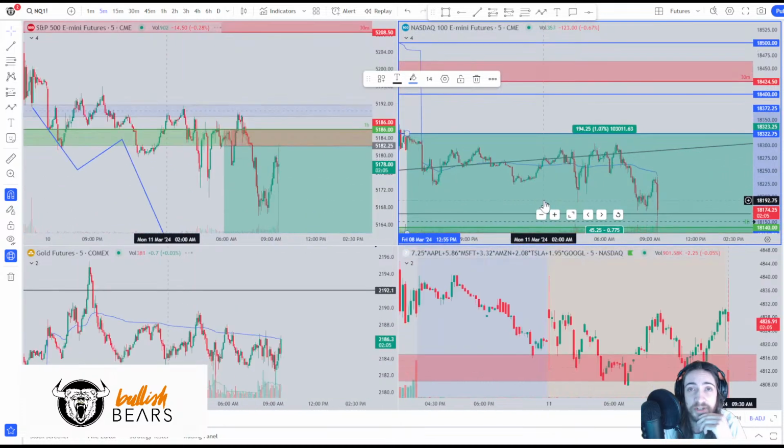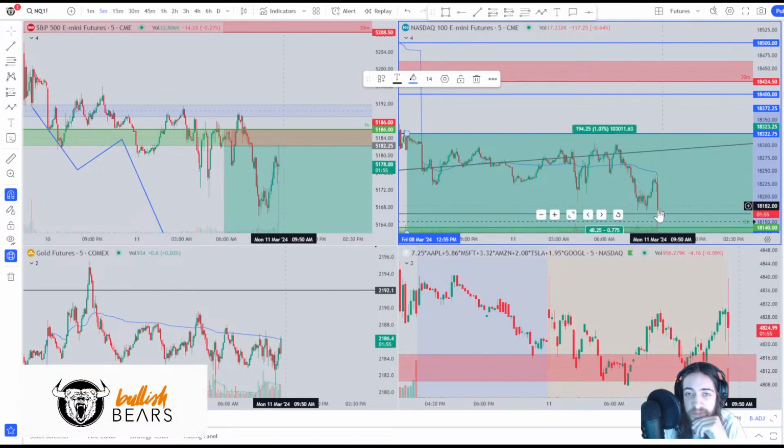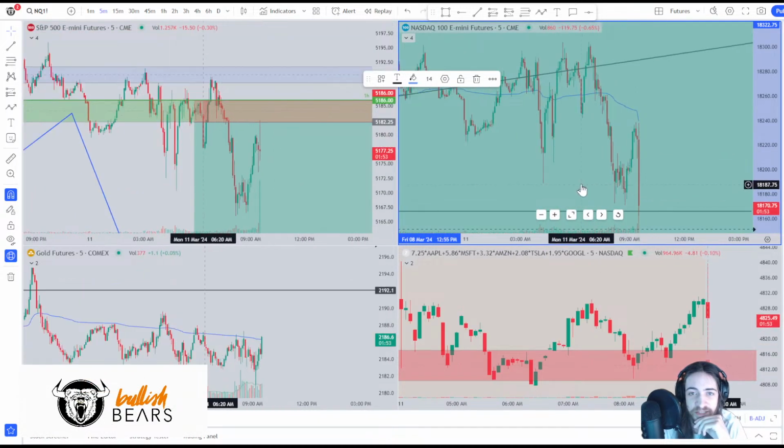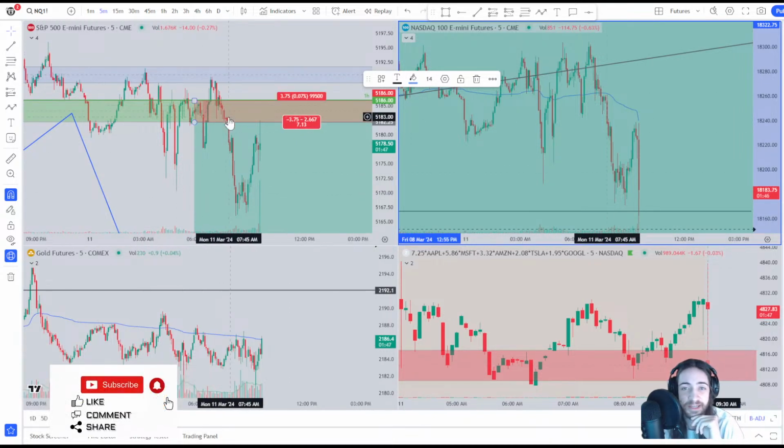NASDAQ has been weaker. We want to know where NVIDIA is. NVIDIA is back below 850 right now, guys. It's at 849, trying to climb. So there's that sell side liquidity. We just wicked off of it on the NASDAQ. I'm still not in any trades right now. Still have some sell limits on the ES right up here.